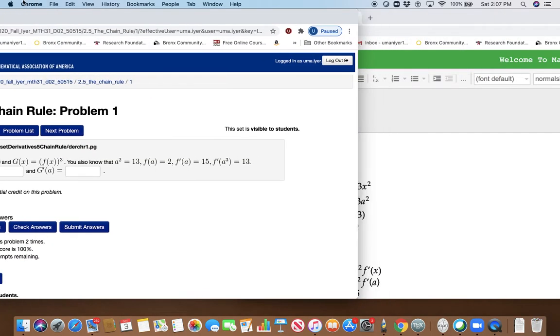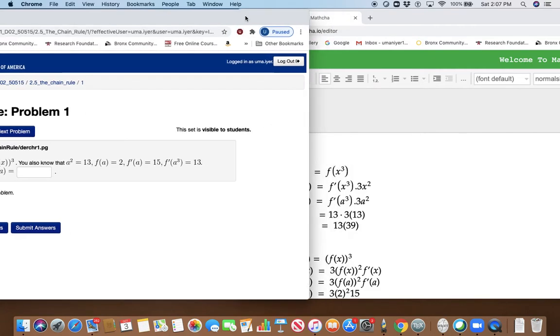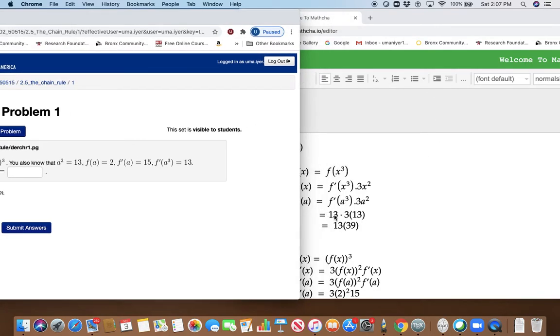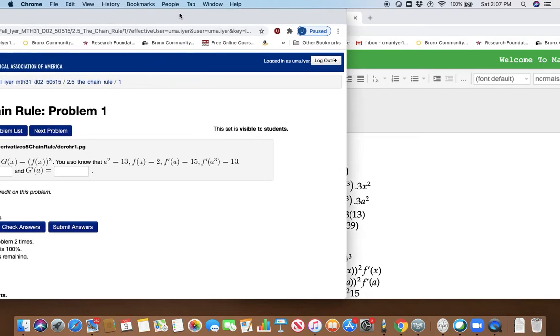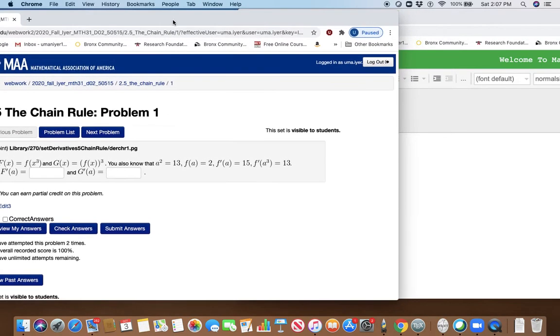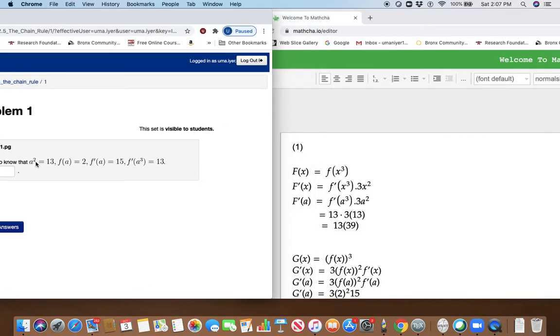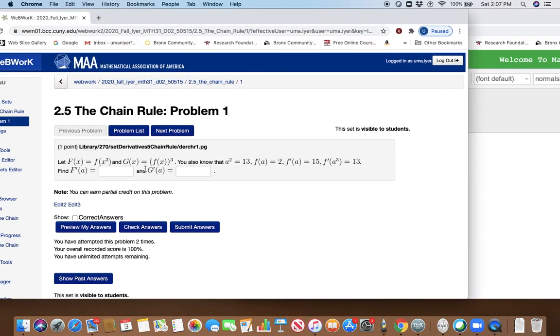Alright, f prime of a to the power 3. So now I look for it. F prime of a to the power 3, it is 13. That 3 is 3 times a to the power 2, and a to the power 2 is 13. So 13 times 39.